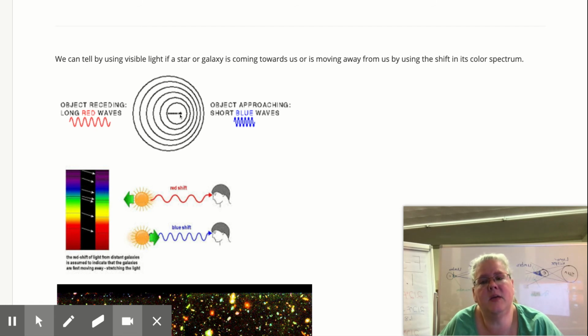So as something comes towards us, it pushes the waves closer and closer together, creating a slight shift in the color spectrum to blue. Where if it's pulling away, as this gets pushed closer together, this pulls apart, spreading out those wavelengths. And so as it moves away from us, we get a shift towards the red. So here, red shift is moving away, blue shift is being compressed and coming at us.